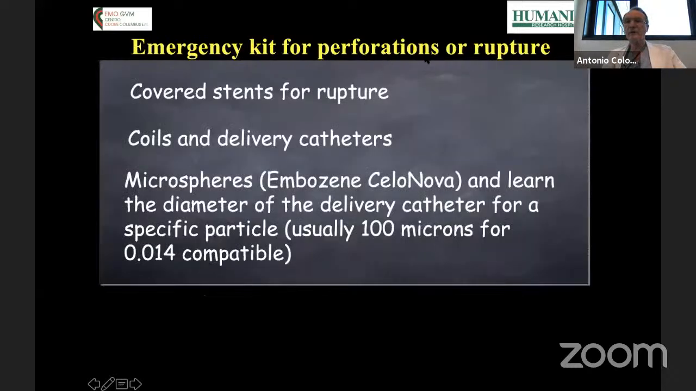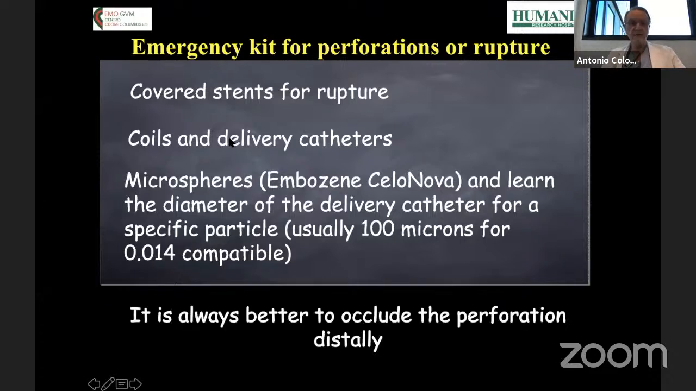Emergency kit for perforation and rupture: cover stent for rupture, coils and delivery catheter, microsphere, Embosphere. For the coils we like Seronova, but you can use other devices. Learn the diameter of the delivery catheter for a specific particle, usually 100 microns for 0.14 compatible. You need coils and cover stents.